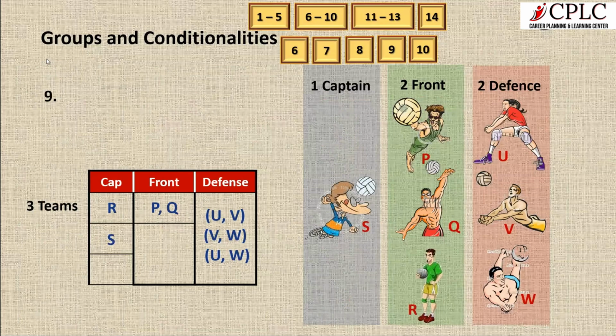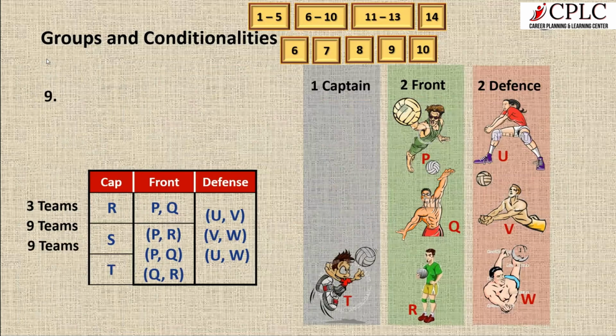By considering S as the captain, we can form more teams because at front position we have these 3 possibilities, that is PR, PQ and QR. So hence we can form 9 teams when S is the captain, and we can form 9 teams when P is the captain. So the teams would be SPRUV, then the second team would be SPRVW, then the third team would be SPRUW. Same follows for the other possibilities. Hence a total of 21 teams can be formed.